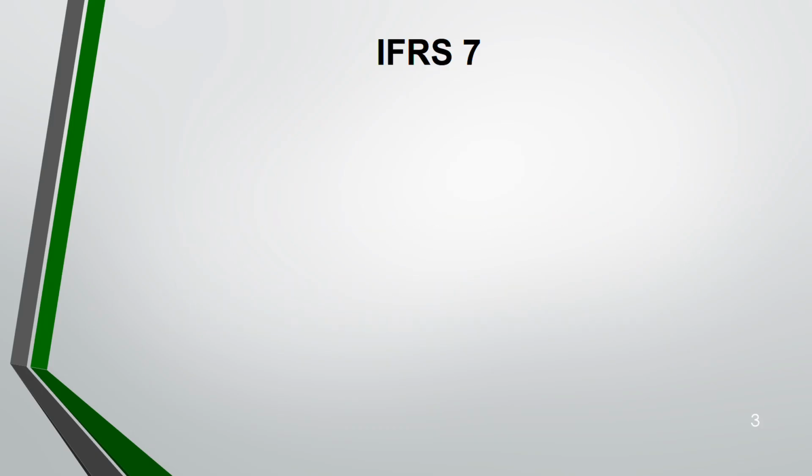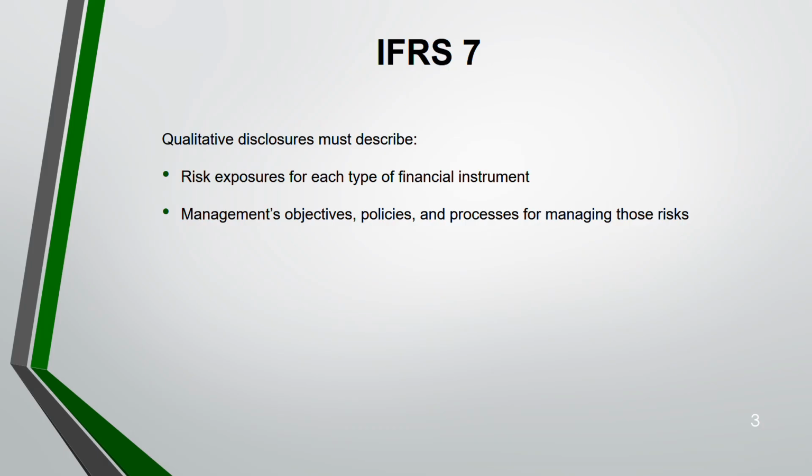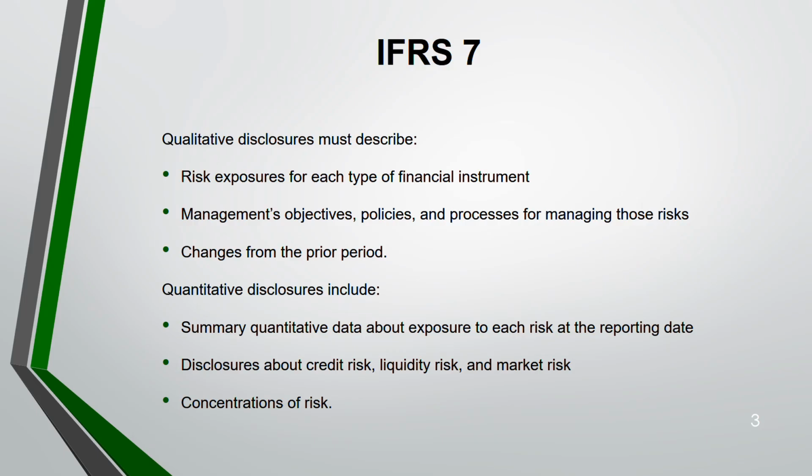Next, qualitative disclosure: risk exposure for each type of financial instrument, management's objective, policy and process for managing those risks, and changes from the prior period. Now, quantitative disclosures are summary quantitative data about exposure to risk at the reporting date, disclosure about credit risk, liquidity risk, and market risk. They are not the same. You have to know the meaning of them. And also concentration of the risk.